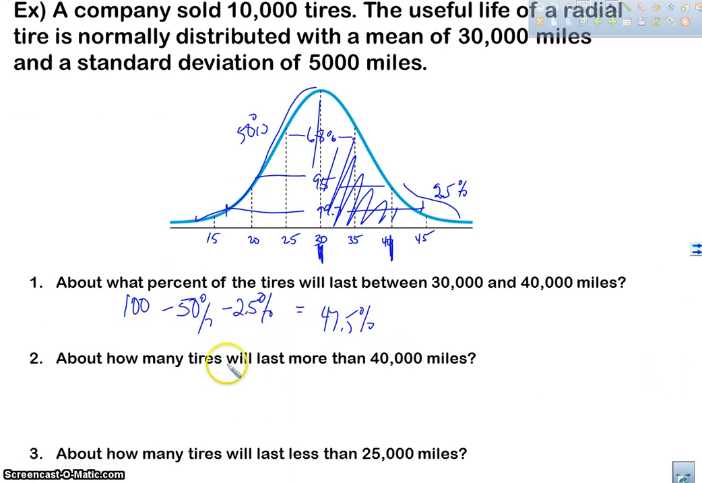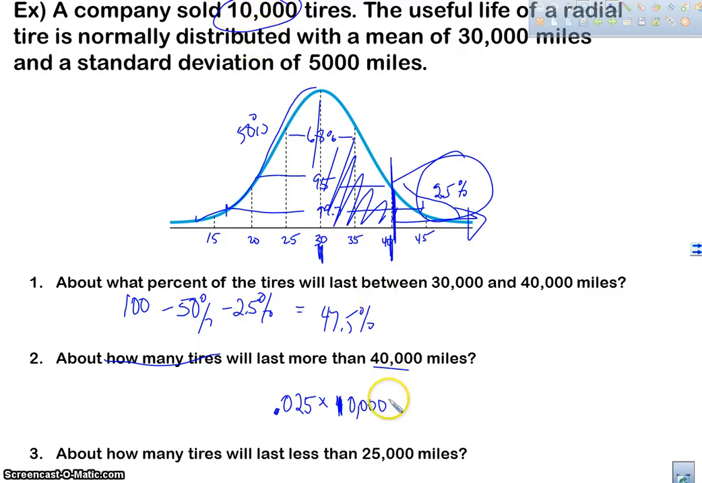All right, so let's take a look. How many tires will last more than 40,000? So that's everything up here, more than 40,000. Well, 2.5% are going to last more than 40,000, so I'm going to say 0.025 times 10,000, because that's how many we sold, right? And that's going to give us 250 tires.